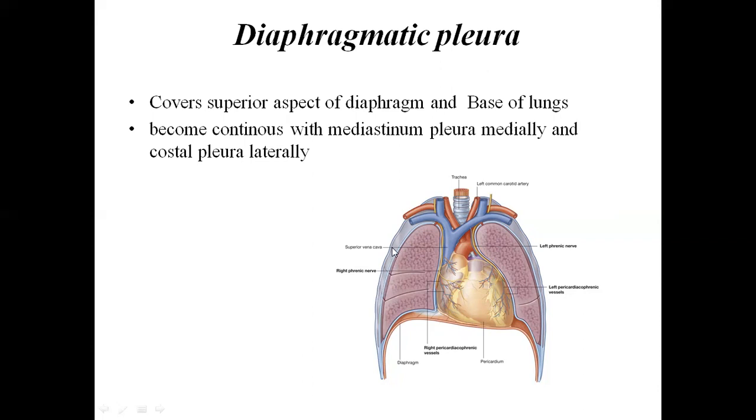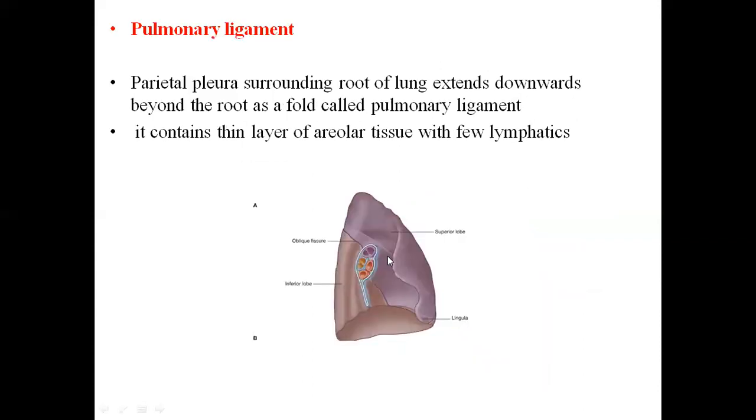Costal pleura is here, that is related to the lung, related to the ribs and the costal cartilages, intercostal muscles. The pulmonary ligament, as I said before, is the extension of the parietal pleura that is surrounding the root of the lung, extends downwards beyond the root as a fold, and that's called pulmonary ligament. So pulmonary ligament is a part of parietal pleura that extends near the root of the lung downwards and forms a ligament-like structure called pulmonary ligament. And it contains a thin layer of areolar tissue with a few lymphatics in it.